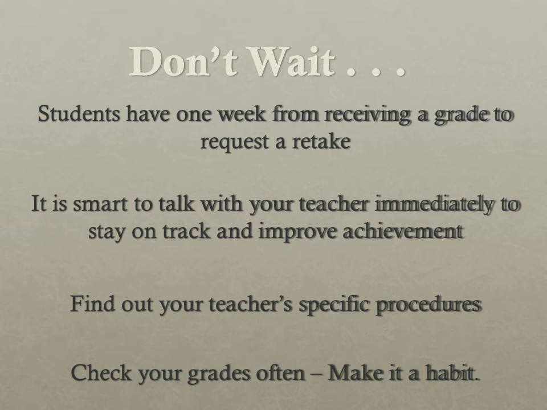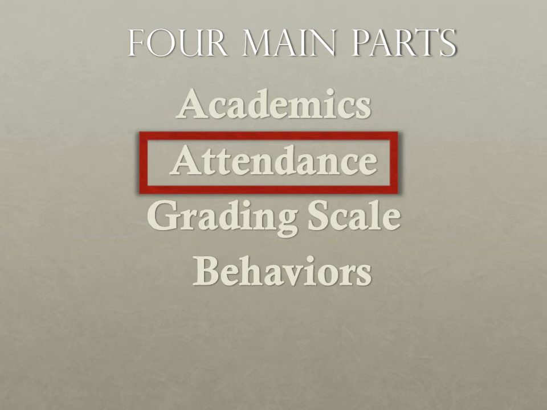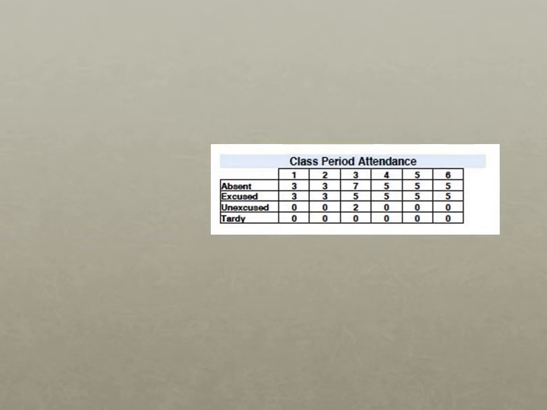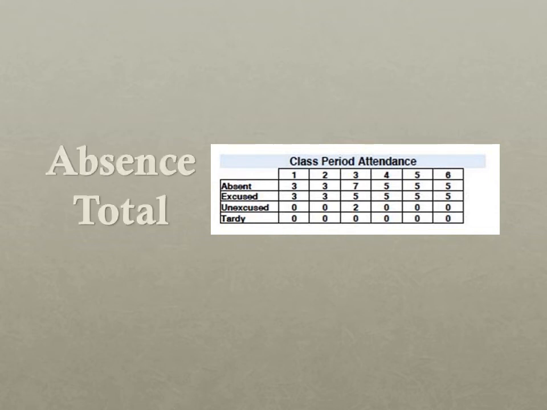Don't wait. The second part of our progress report is attendance. Attendance is listed on the top of the second page. Here you can see that it's organized by periods: 1, 2, 3, 4, 5, and 6. The absence total is the second row. Here they have summed the excused and unexcused absences together.